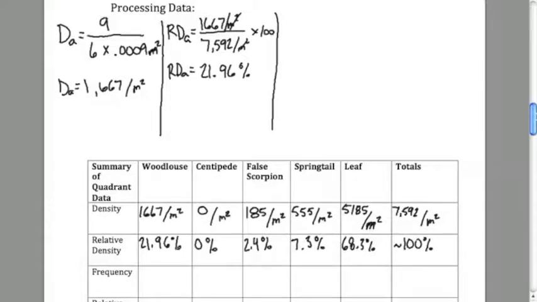The next thing we want to do is calculate the frequency of species A. So if we take the frequency of species A, we're going to take the total number of plots with species A divided by the total number of plots sampled.